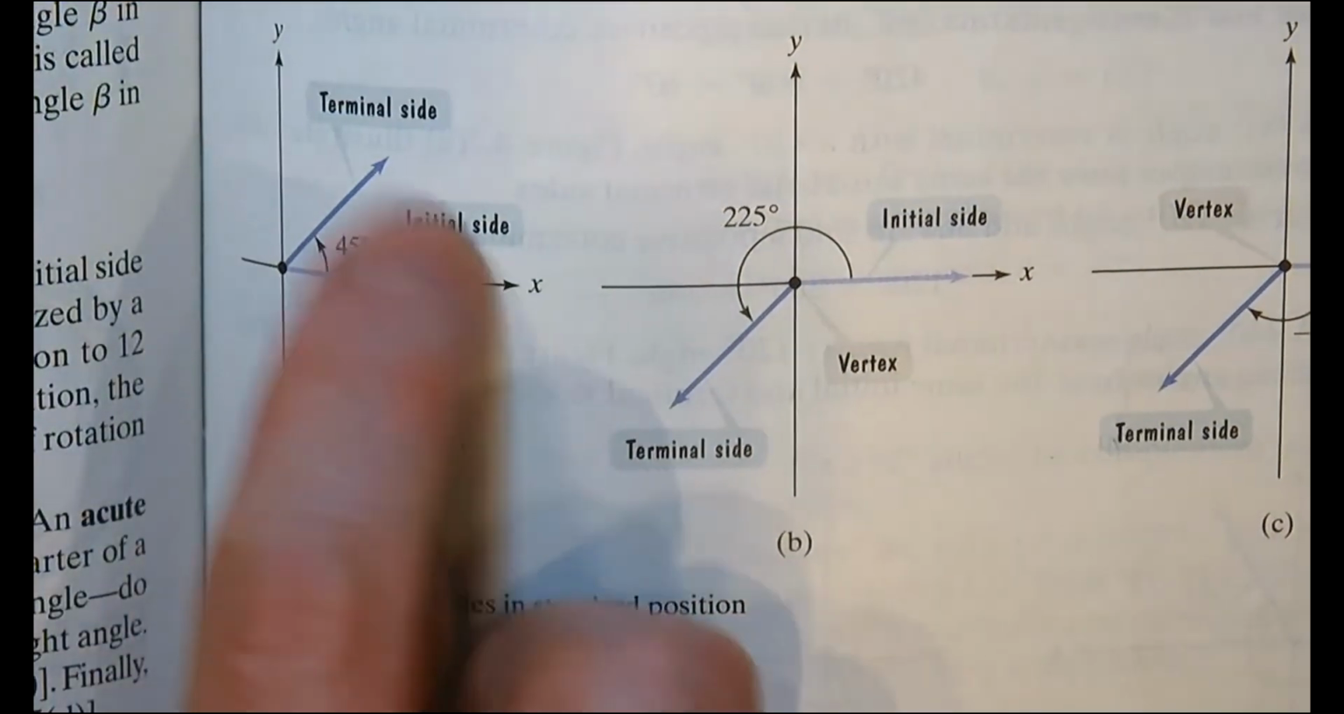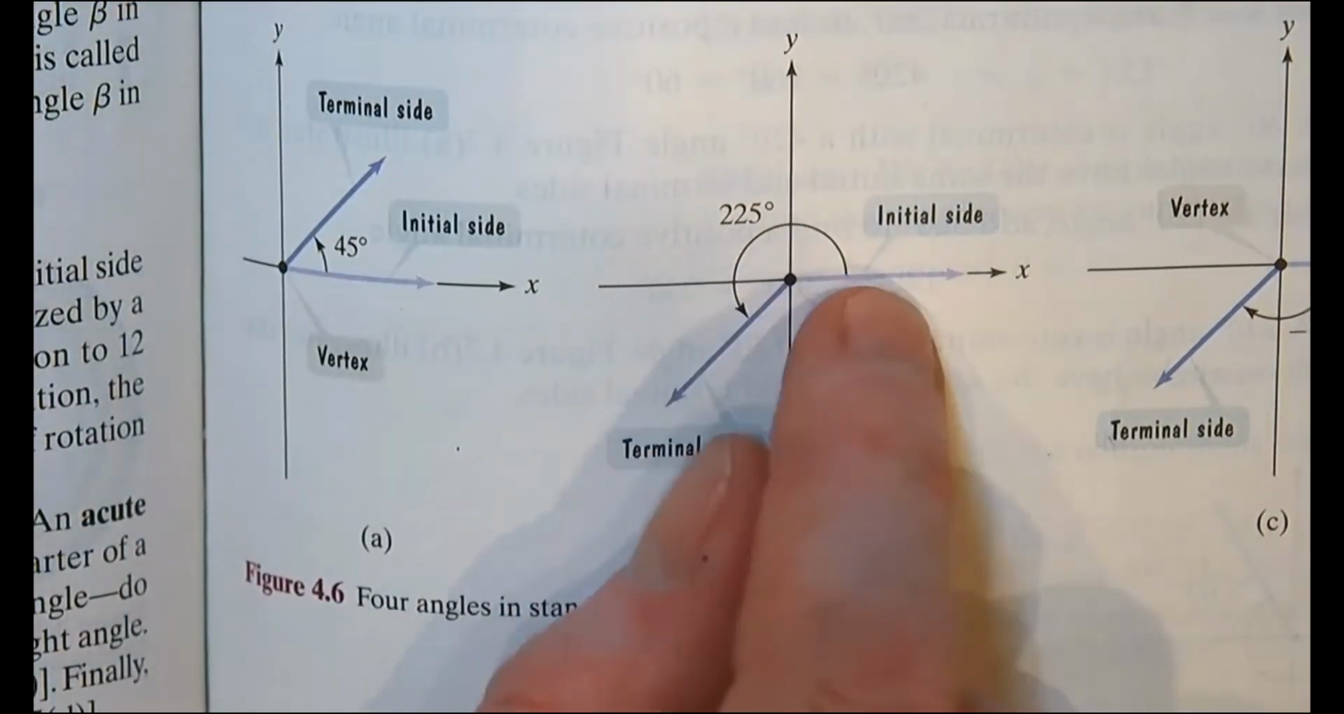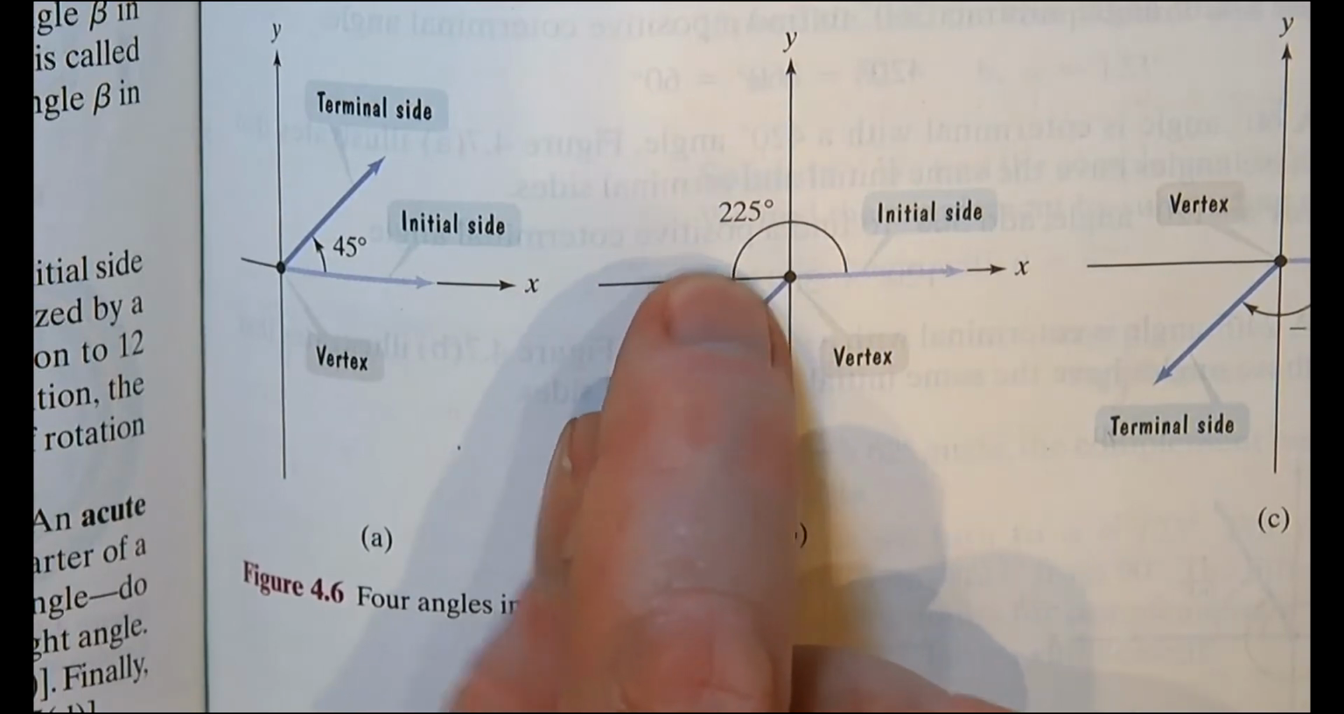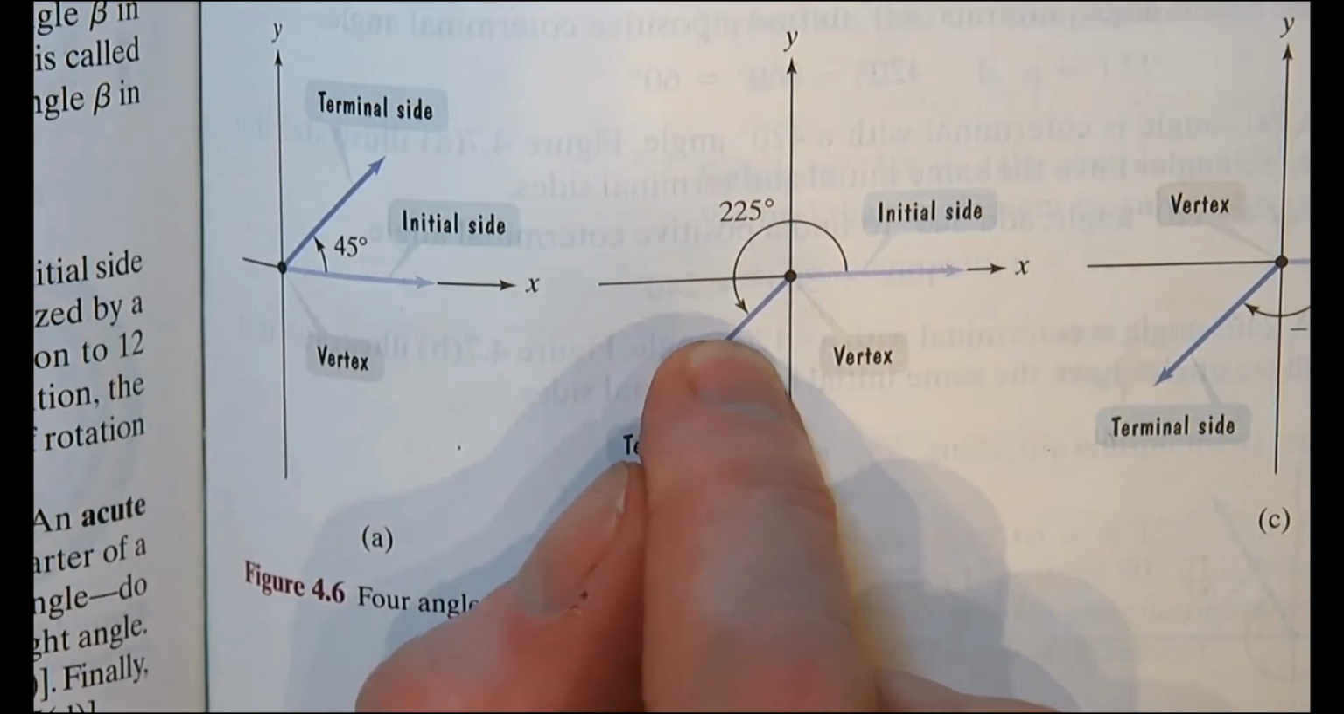Okay. So there's a 45, 225. So you have to think, see, 90 and another 90 is 180. So you have to get kind of used to where these are at.